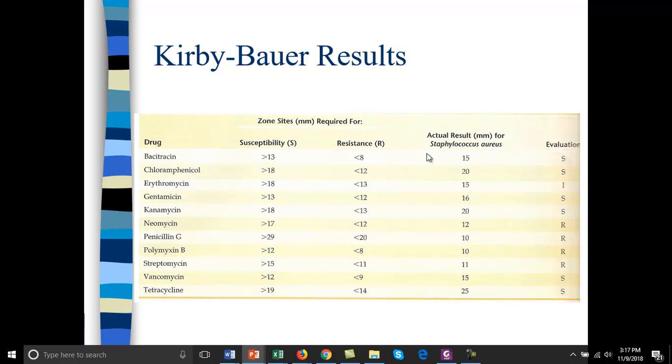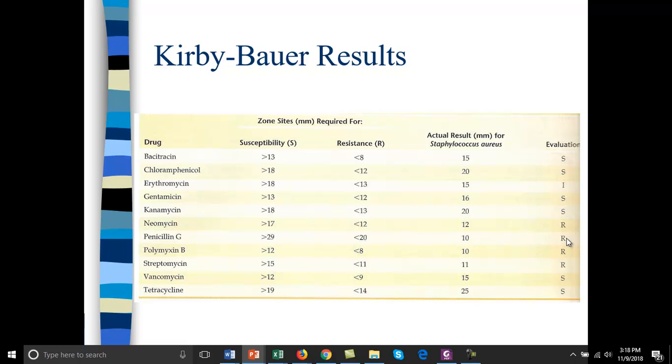Okay, so let's say we took bacitracin and we tested Staphylococcus aureus and we got a zone of inhibition of about 15 millimeters, then that would mean that's greater than 13 millimeters. So Staphylococcus aureus is susceptible to bacitracin. Down here, if we look at Staphylococcus aureus and erythromycin, the zone of inhibition is 15, but susceptibility is greater than 18. So this is an intermediate result. And then finally, if we look at things like penicillin G, the zone of inhibition for Staphylococcus aureus is only 10, and that's much smaller than the zone for resistance, so we label that resistant.